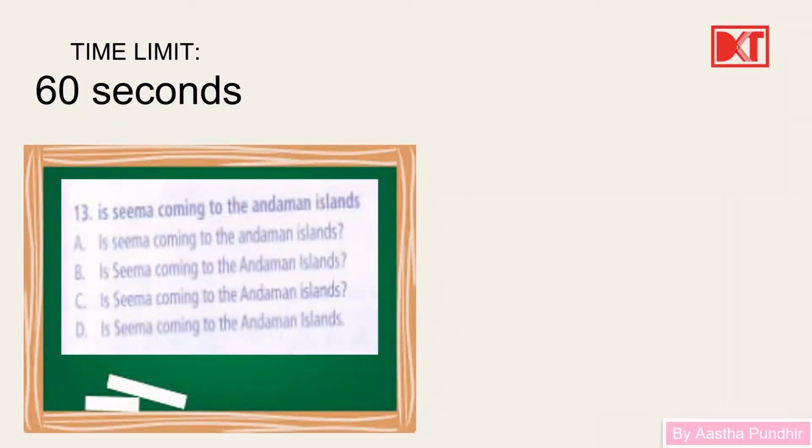Right here. Is Seema coming to the Andaman Islands? First of all, Is is the word with which the sentence is starting. So I will be capital, then Seema. Seema is a proper noun, the name of someone. So S will be capital. Is Seema coming to the Andaman Islands? Andaman Islands is the name of a place, the name of the islands. So here the initials will also be capital. And also this is a question, whether Seema is coming to the Andaman Islands or not. So we'll have a question mark. So the correct answer is which one? B. Is Seema coming to the Andaman Islands?